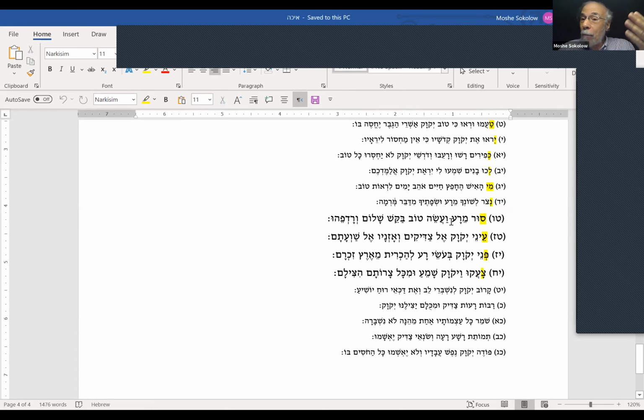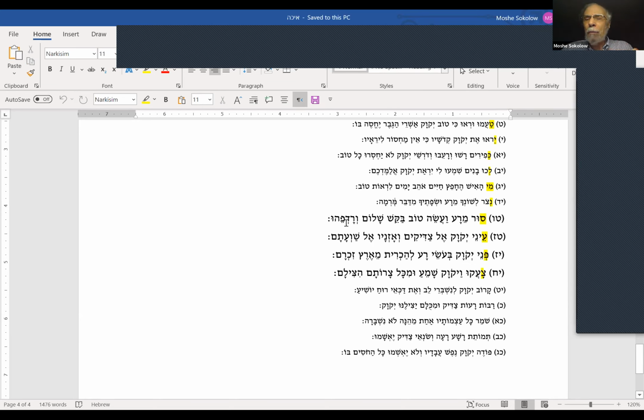Sur meira, same advice, right? Avoid things that are bad or wicked. Aseh tov, do things that are proper. Bakesh shalom v'rodfehu, seek out peace, and pursue it.